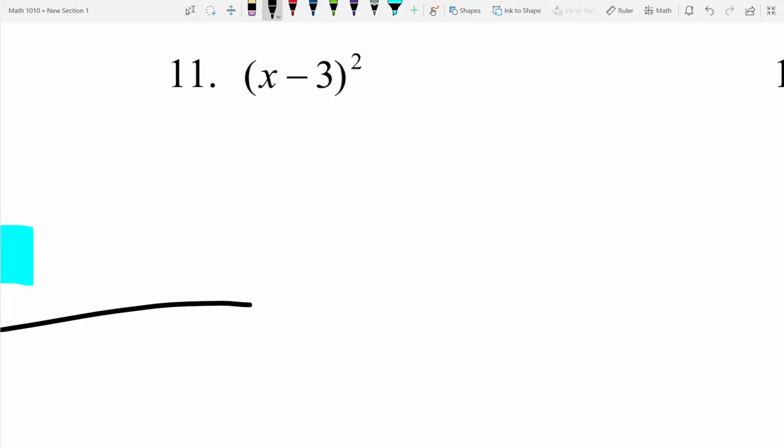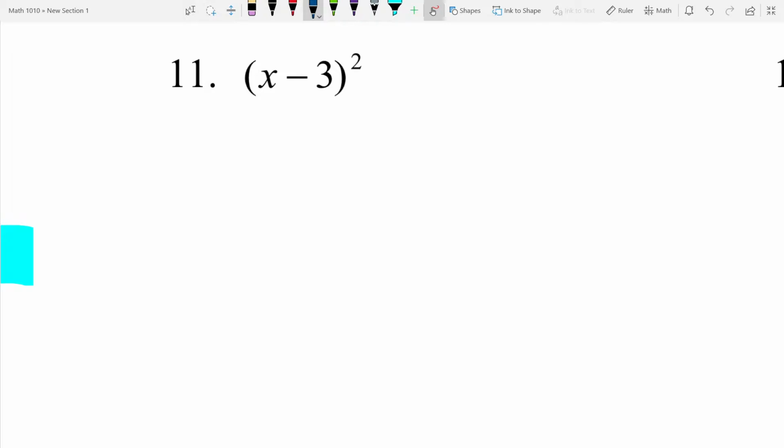Okay, here we go. x minus 3 squared. Okay, everybody listen. Step 1 is super important. If you do step 1 wrong, you're going to miss the entire thing. Tell me what step 1 is. What do you have to do on this?